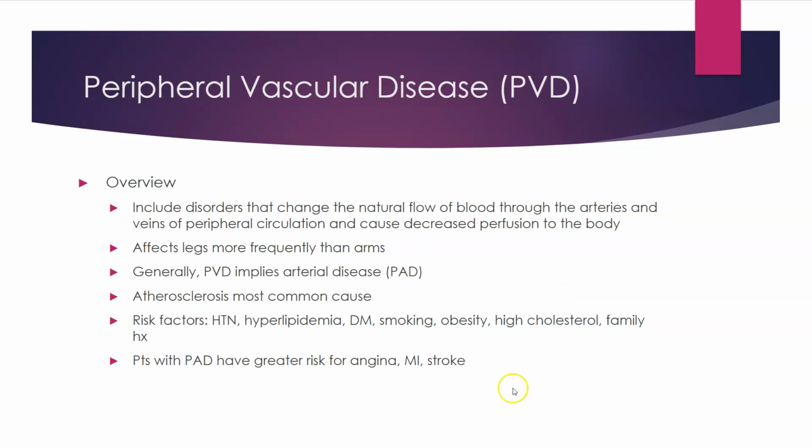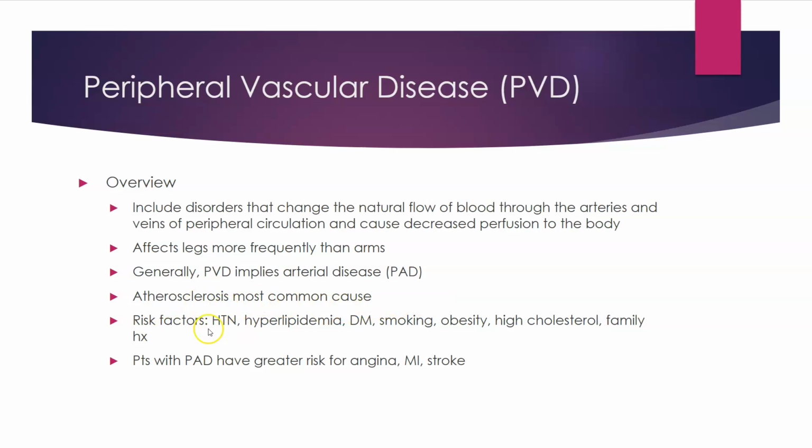So as an overview, you need blood throughout your whole body. This includes your periphery, and so we have arteries and veins that work on that. Now, that's no huge surprise to you. What we do find, though, is that legs are more impacted than arms, generally speaking. And generally speaking, when we say peripheral vascular disease, it implies arterial disease, although it could be venous on occasion.